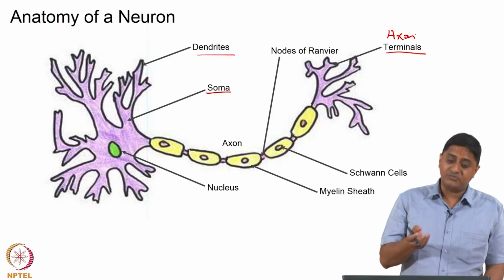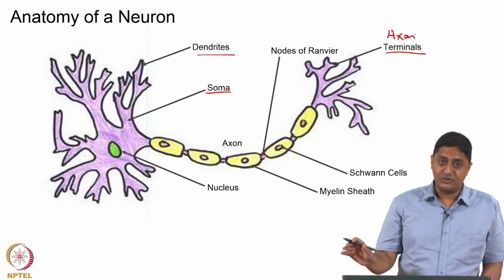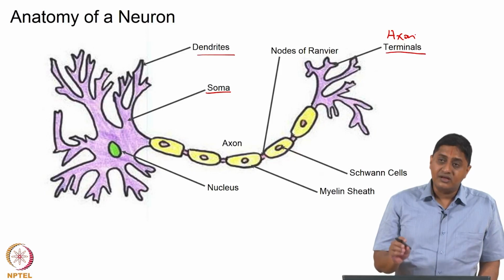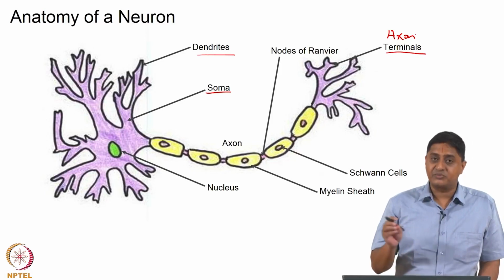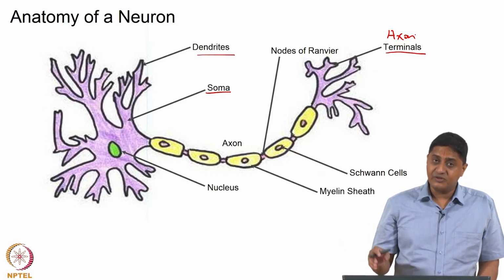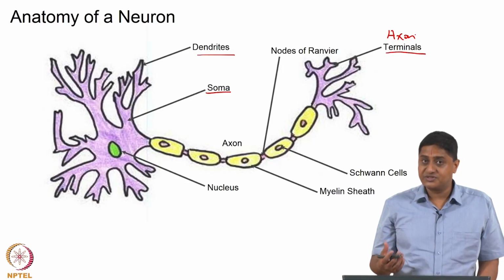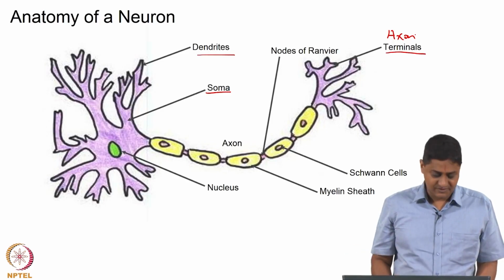Now, in that respect, the muscle fiber is different from a neuron. A neuron can only produce and conduct action potentials, whereas a muscle fiber can not only produce and conduct action potentials, but also produce a force. As to how the muscle produces a force, we will discuss in future classes, right.